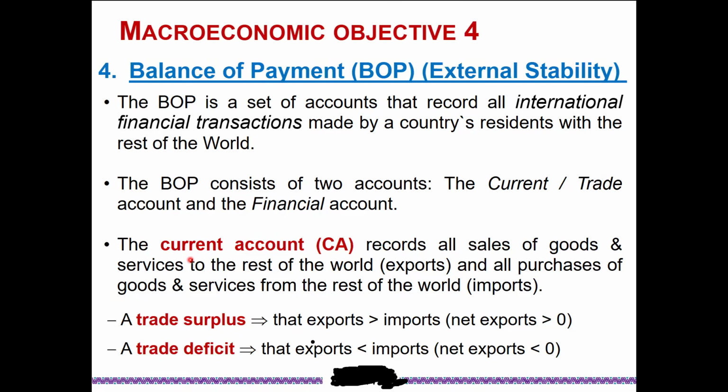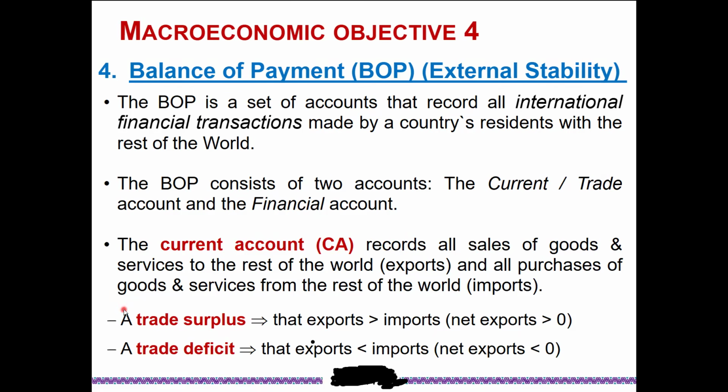So exports, that is where we are selling to the US, for example. Imports, that is where we are buying from them, right? So goods are coming in, imports, and exports, goods are going out. We are selling to them, right?